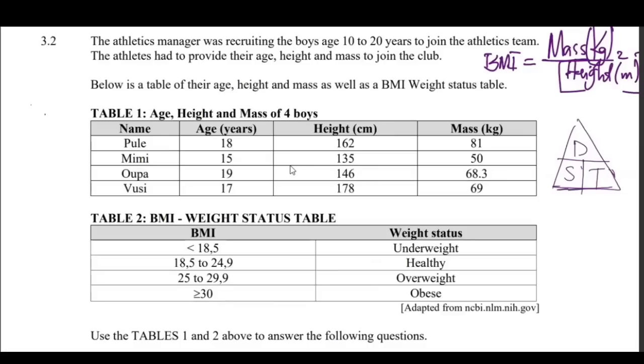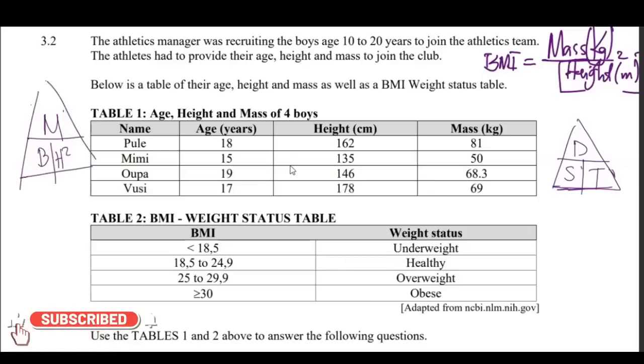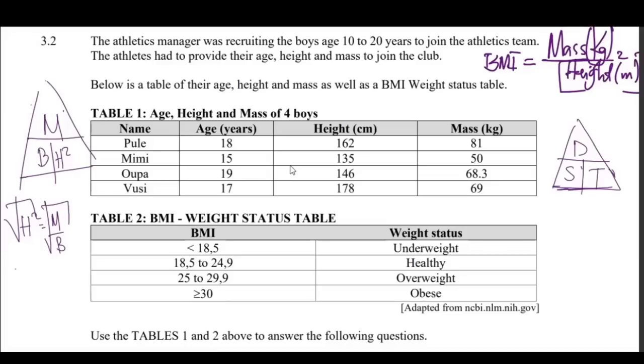So that's how we shall get the formula. If you need BMI, you take mass divided by height squared. When you're looking for height, it will be mass over BMI, but then we'll need to look for the square root. When you're looking for mass, it will equal BMI times what? H squared.